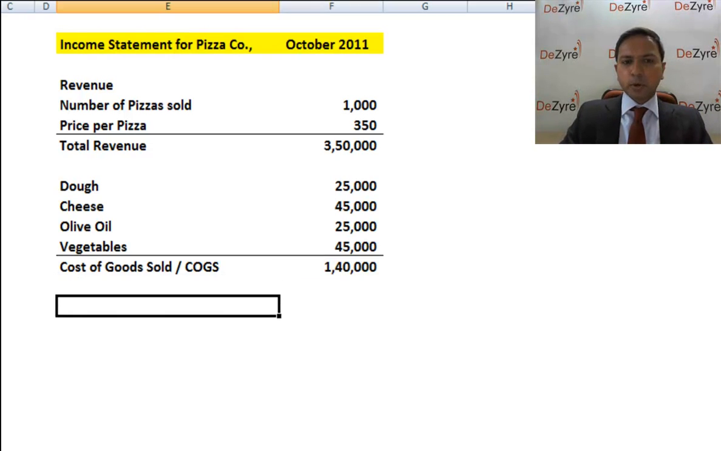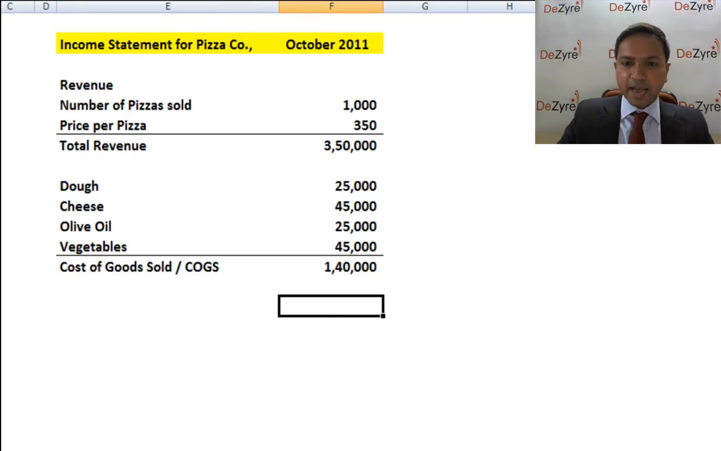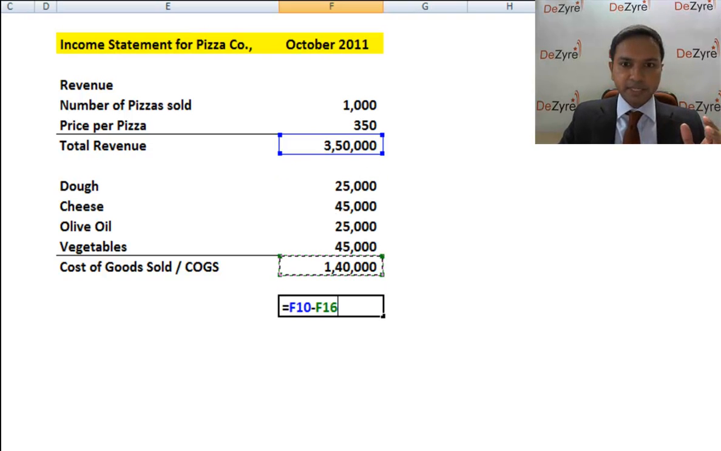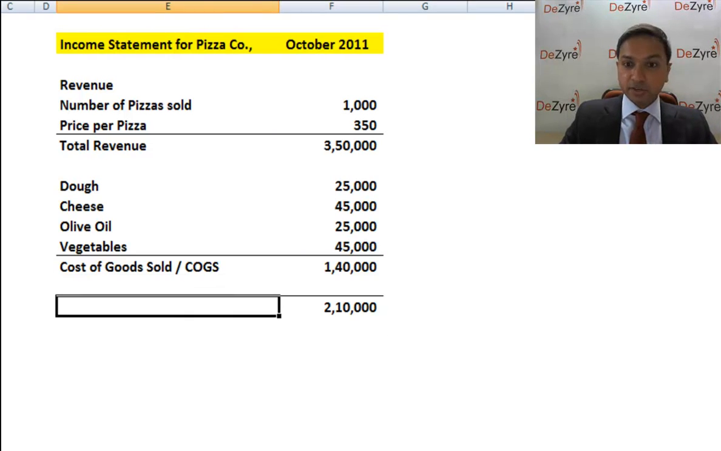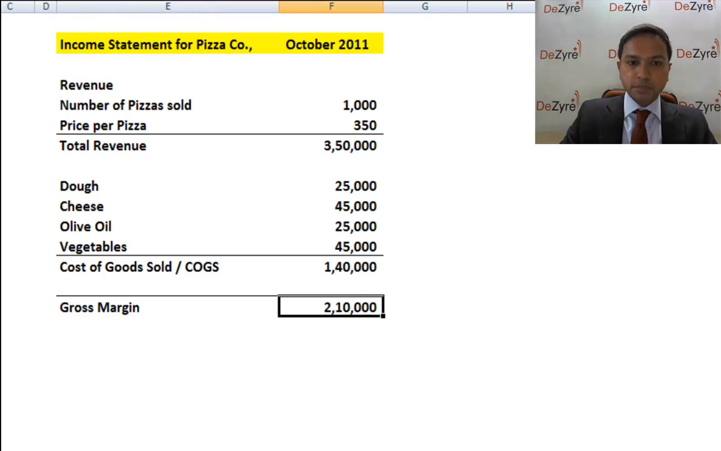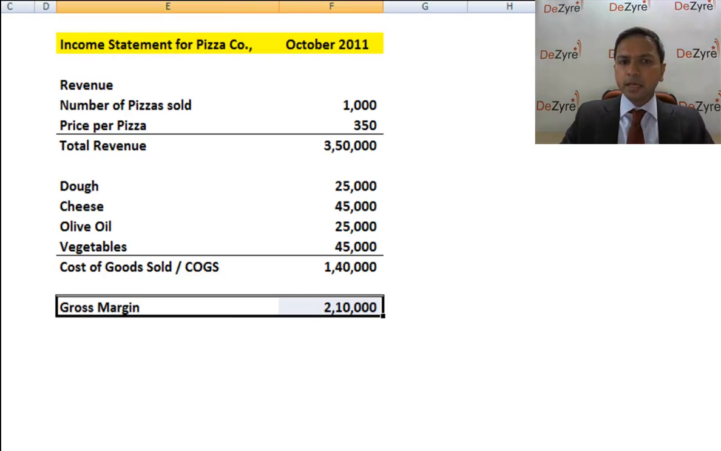So now what happens? You made 3.5 lakhs in revenue, and then you spend 1,40,000 rupees making the pizza. How much money do you have left? You have 2,10,000 rupees, and you guessed it right. In finance, there is another name for that number as well. That is what is called the gross margin. Yeah, the gross margin is 2,10,000 rupees.